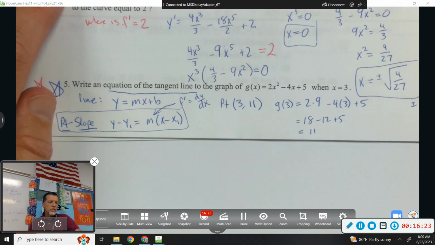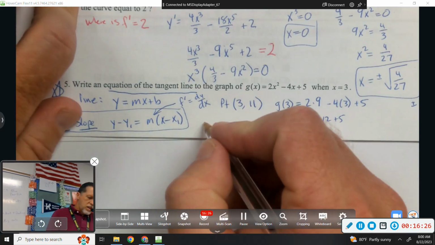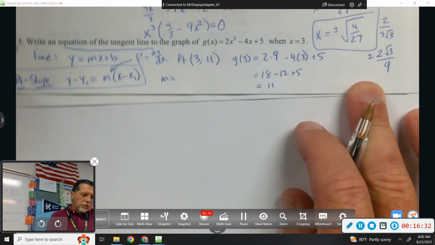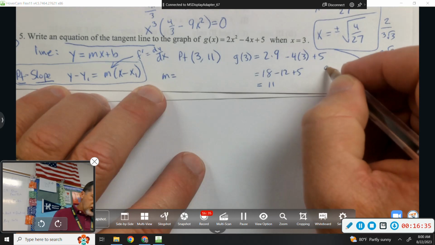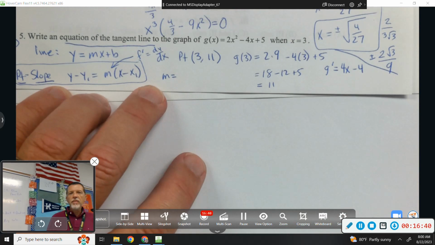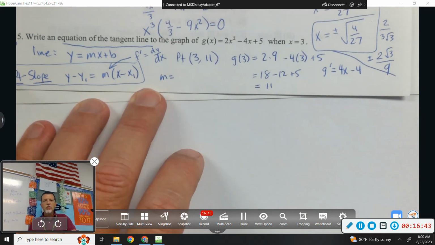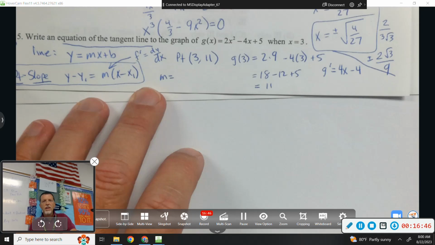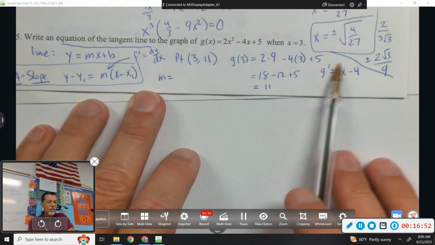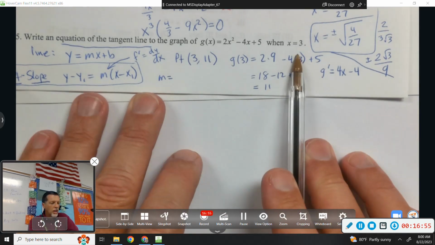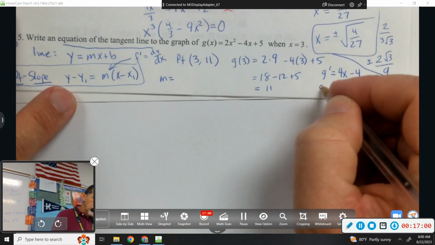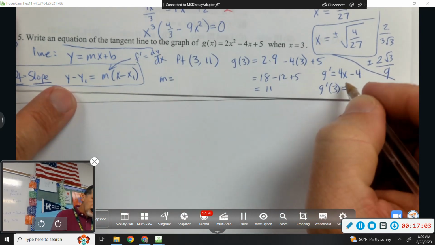But I also need a slope now. But I find the slope by finding a derivative. I feel like this problem was probably supposed to print on the next page. G prime is 4x minus 4. So how do I find g prime when x is 3? Plug in 3. Do not write your slope as 4x minus 4, because that's the slope at any particular point. We want the slope at 3. So when we go to write this equation, we don't want to put 4x minus 4 in for slope. We need the slope at 3. So let's see, 12 minus 4 is 8.